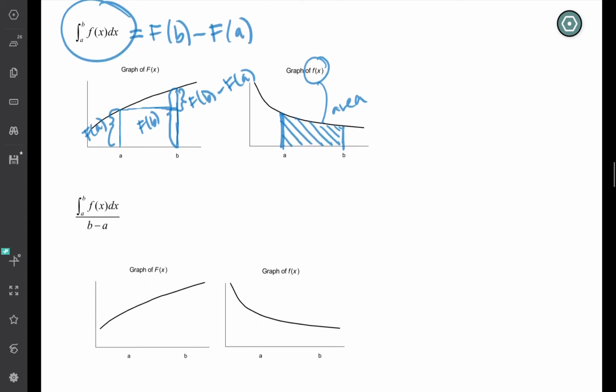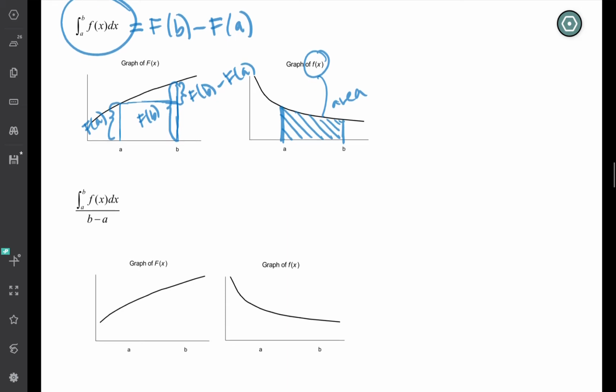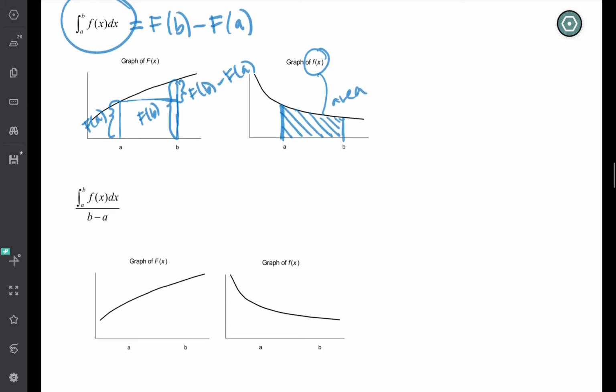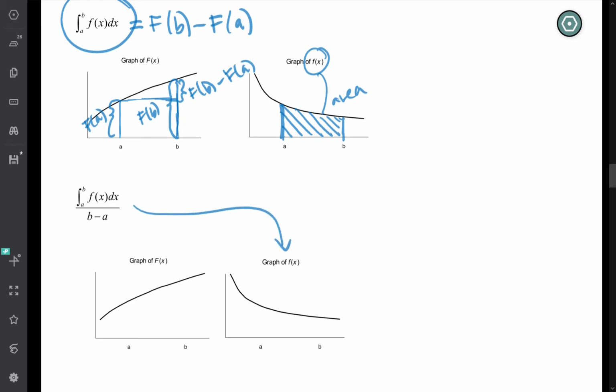Okay, so now it's similar, but we want to divide what we get by b minus a. So part of this is just recognition. When we get over here, we want recognition that that is the formula for the average value of little f.